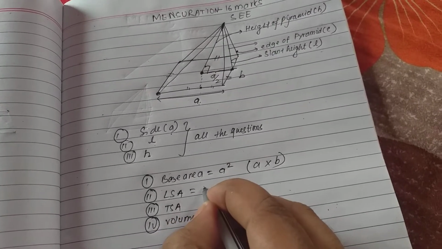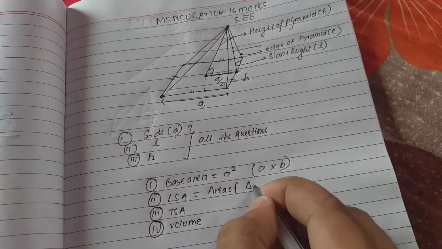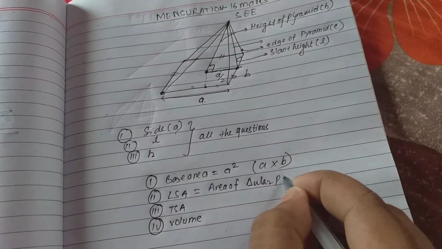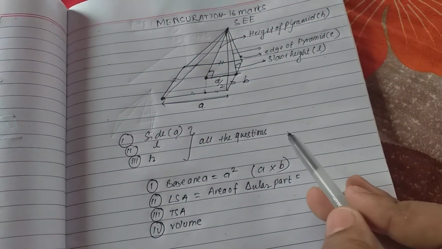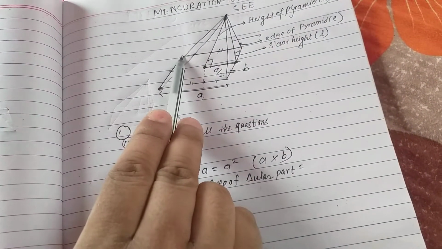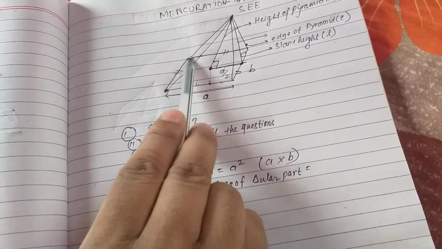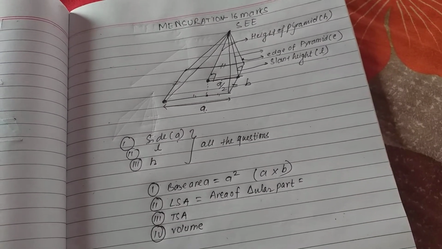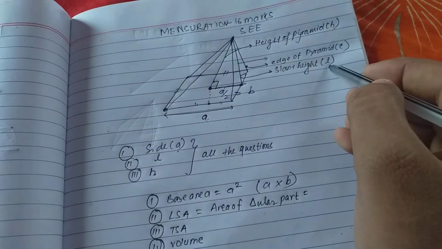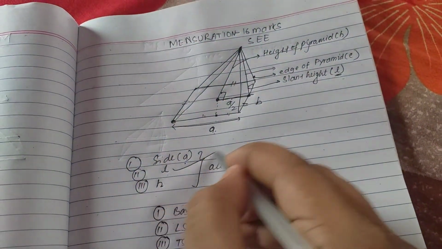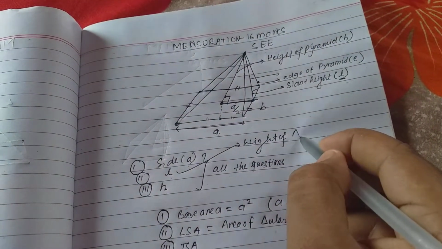What is LSA? LSA is the area of the triangular parts. So see how many triangles there are in the pyramid. Since there are 4 sides in the base, 1 side, 2 sides, 3 sides and 4 sides, there will be 4 triangles. Now what is the height of the triangle? The height of the triangle is this slant height. I have already told you, L is the height of the triangle.